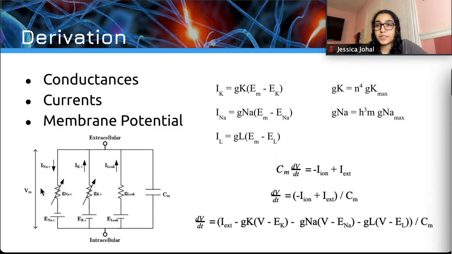And here's a visualization of that circuit. And then finally, the capacitive current, which is this right here, is equal to the ionic current plus any external current that there might be. And this here is negative because of the way that the ions are flowing and just the way it's been standardized. And then if we solve for dV/dt, the membrane potential with respect to time, then we get this whole equation.